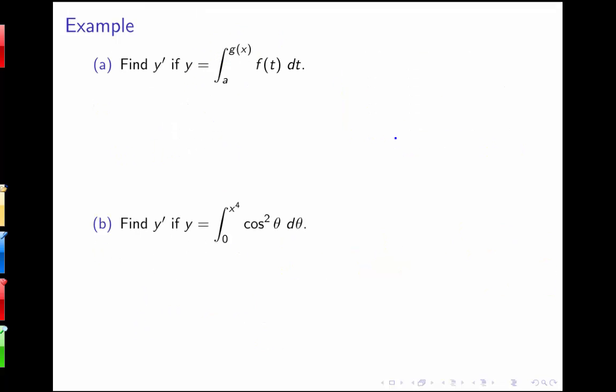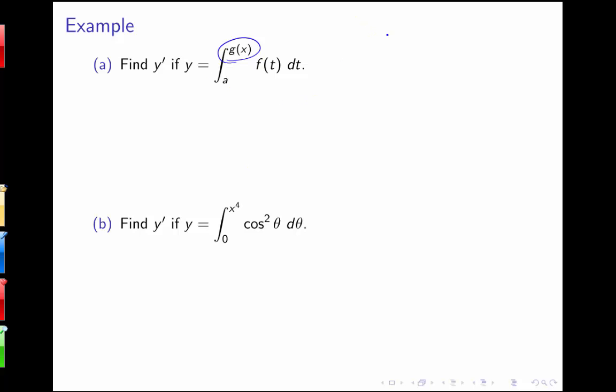There's one more twist that we can put on it. Let's say I wanted to take the derivative of something that looked like y equals the integral from a to g of x. So g of x might be x, or it might be some other function. Like you see in this next example, I've got an integral from 0 to x to the 4th, or I could have an integral from 1 to sine x, or from 2 to the natural log of x. So I could have some other function that's hanging out here in the upper limit. So how am I going to handle this?